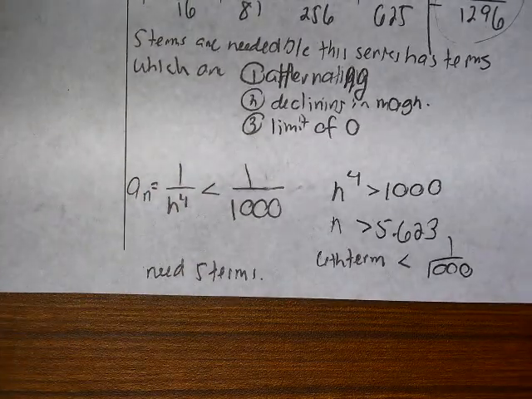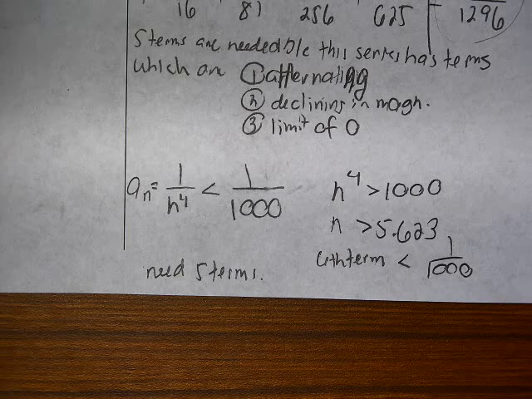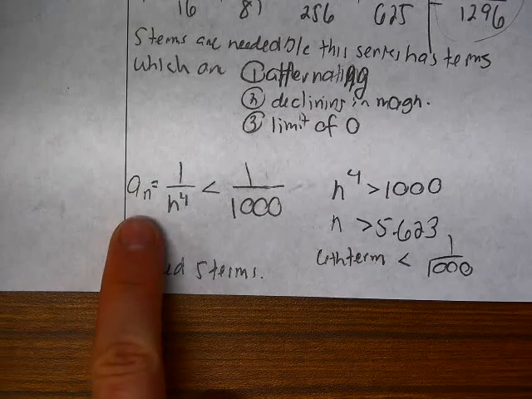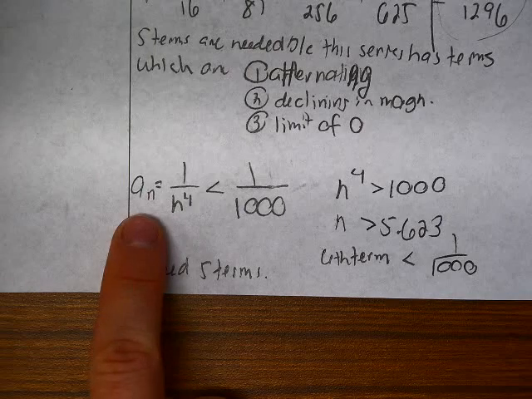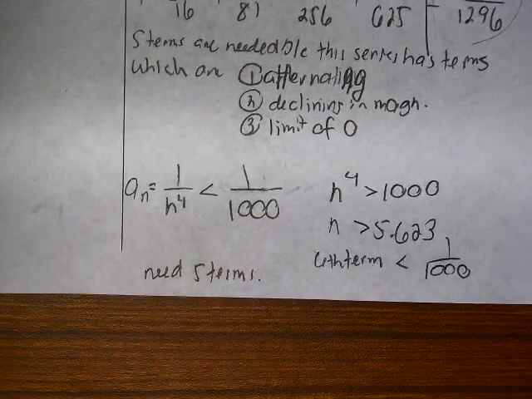So that's kind of an alternate way of doing that problem if you want to use more of an algebraic approach, just looking at when will the next term, that a sub n term, be less than 1 over 1,000.